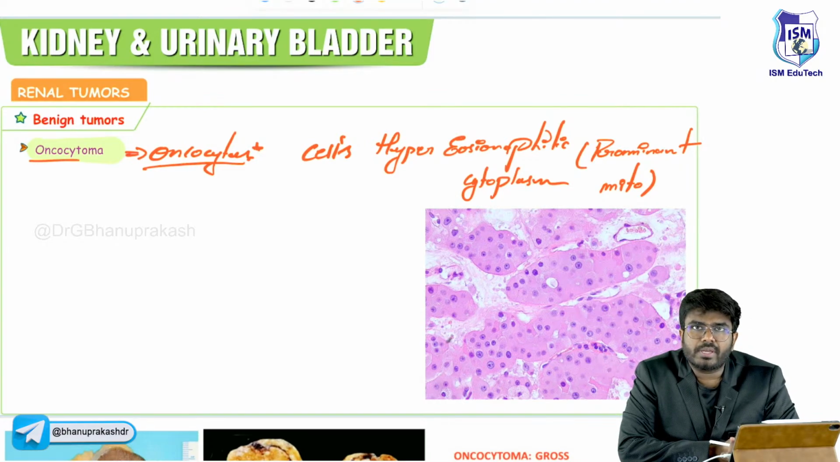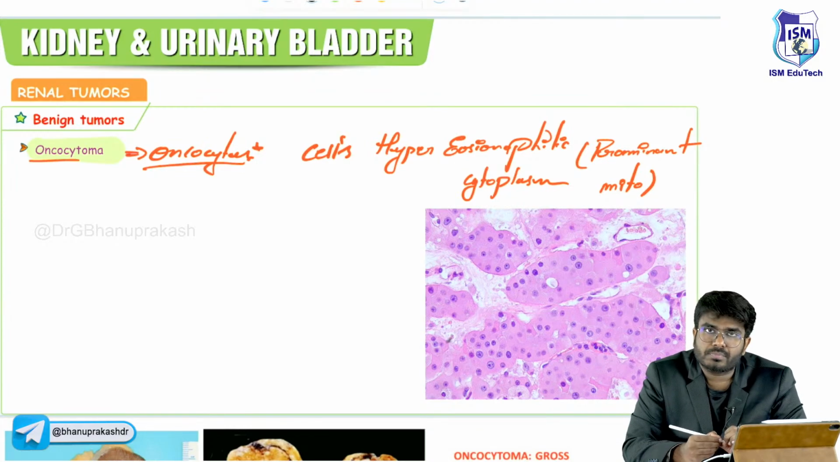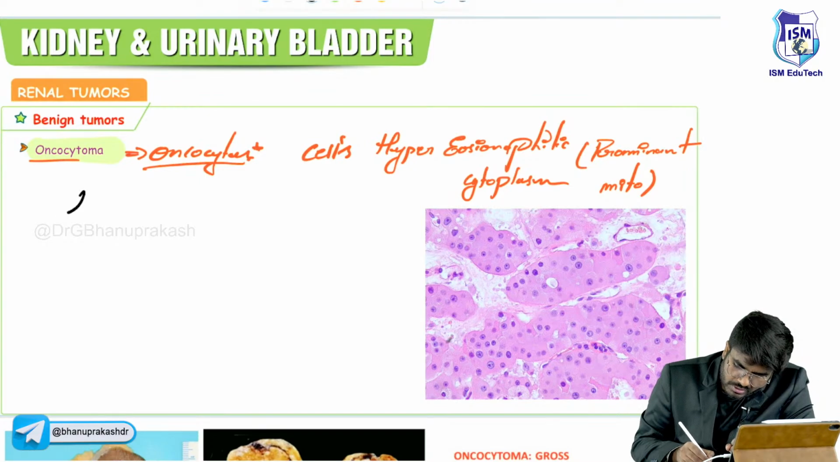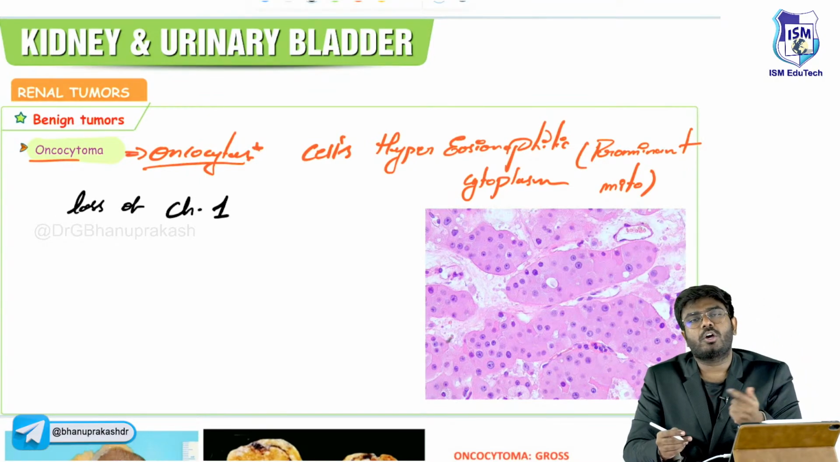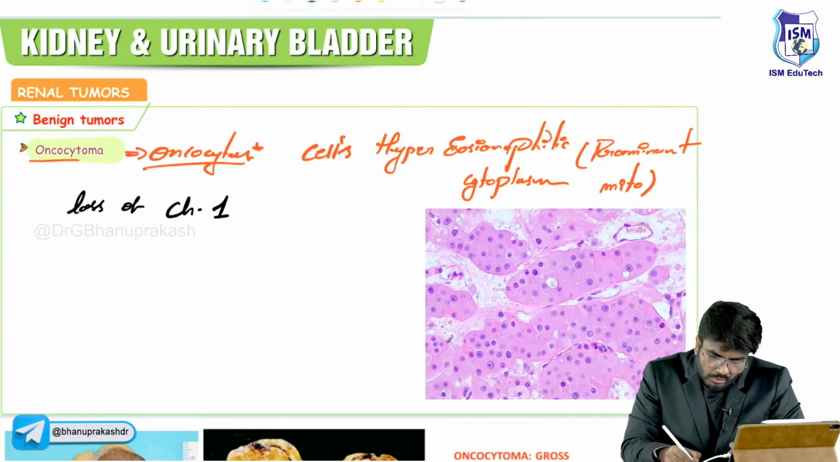Okay, so it is associated with what? What are the conditions which can lead to this oncocytoma? Loss of chromosome number 1. Chromosome number 1 gone, sir. Deletion of chromosome number 1 can lead to this oncocytoma.